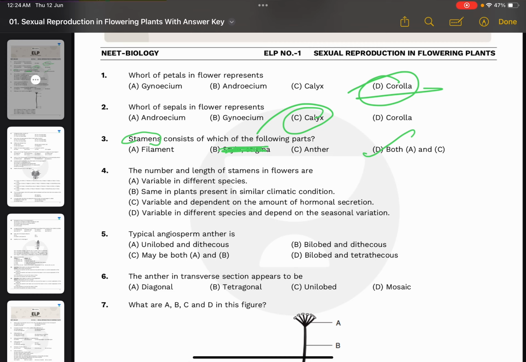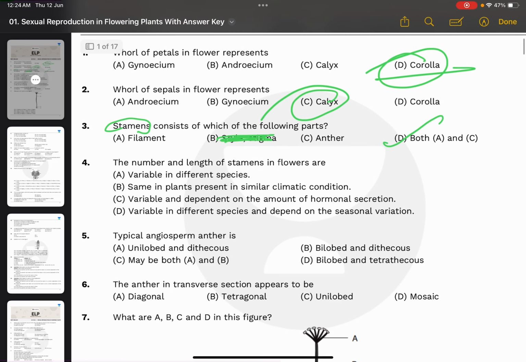So the number and length of stamen in the flower are variable in different species. It is independent, so not dependent on seasonal variation. Variable in different species, same in plants of similar climatic condition. It doesn't depend, it is variable in different species. I was thinking that there is one factor, the seasonal variable. Let me clear that.